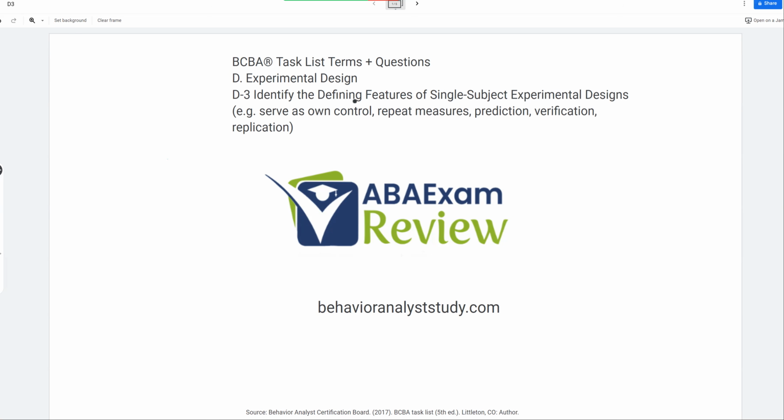We're continuing with D3, identify defining features of single subject experimental designs. So we're continuing on our experimental design task list, starting to build on these foundations that we're establishing as we move towards the actual designs. Today we're going to talk about serving as their own control, repeating the measures, and then baseline logic.